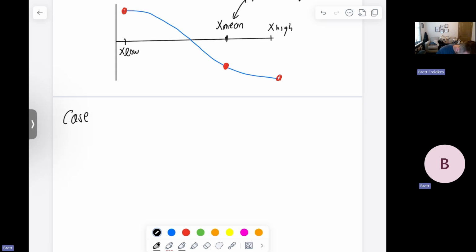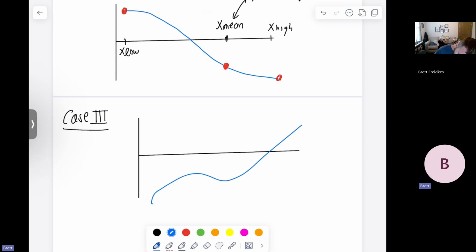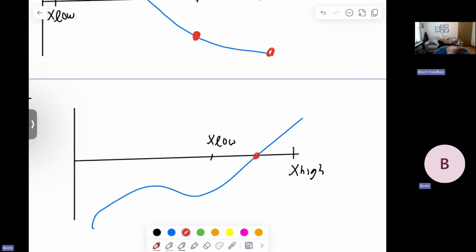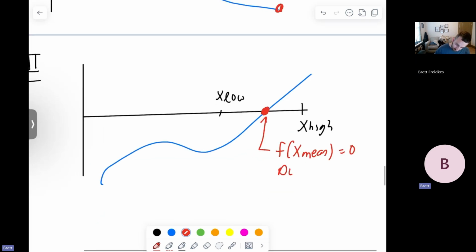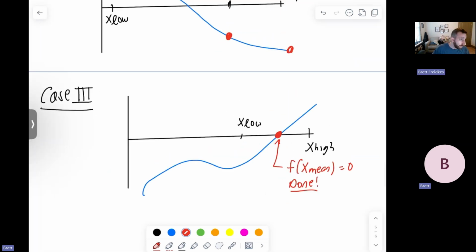The final case is that we find the root. So if I were to have a function like that or something, and I say, okay, here's X high, there's X low, and I get X mean to be perfectly at this point. If that's equal to 0, we're done. We found it. And we're good. That's the general idea behind this method.